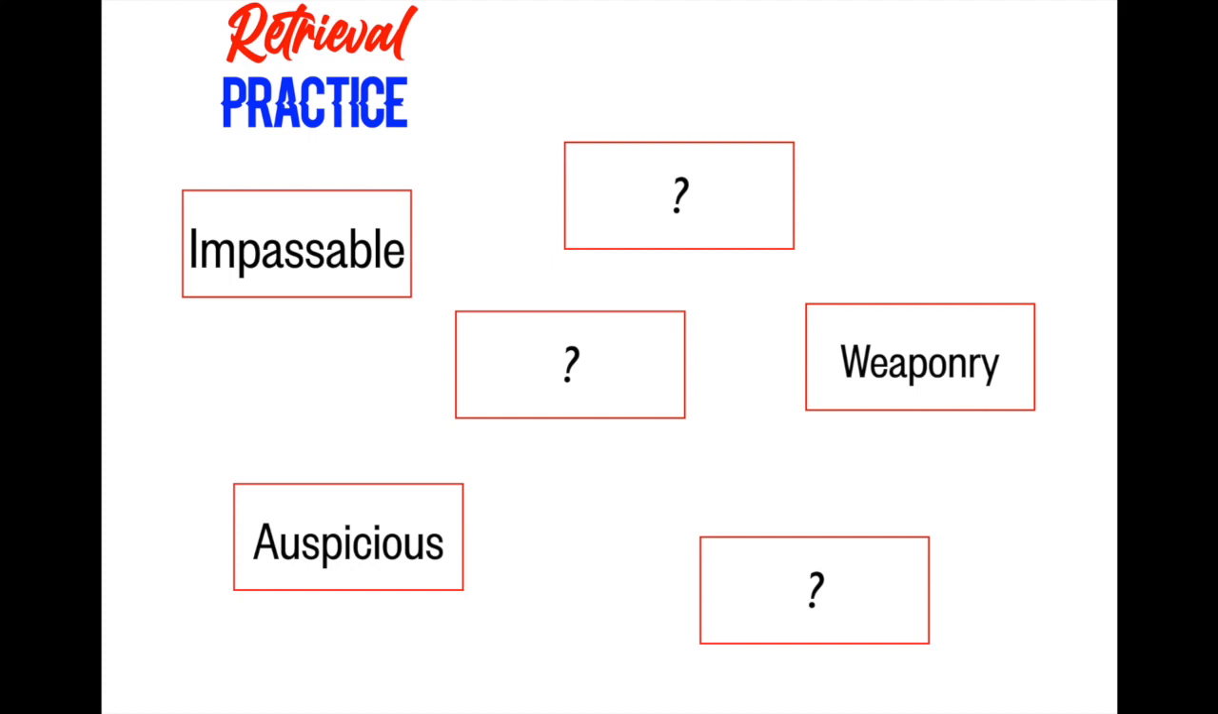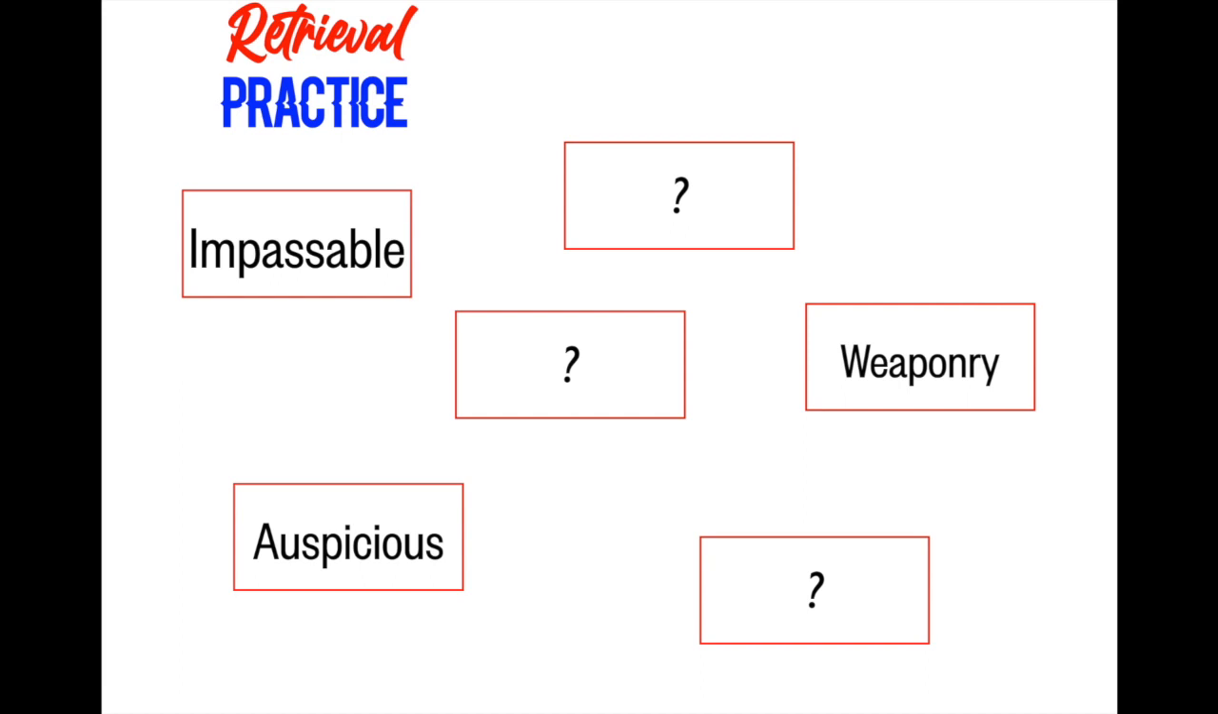The first word is impassable. The word impassable, not impossible. Impassable is an adjective. Now you can see that there are 3 syllables in that word, impassable, and we know that the prefix im is similar to the prefix in, which means not. The suffix at the end of the word, able, means the ability to do something, and the middle syllable, pass, means to be able to pass by.